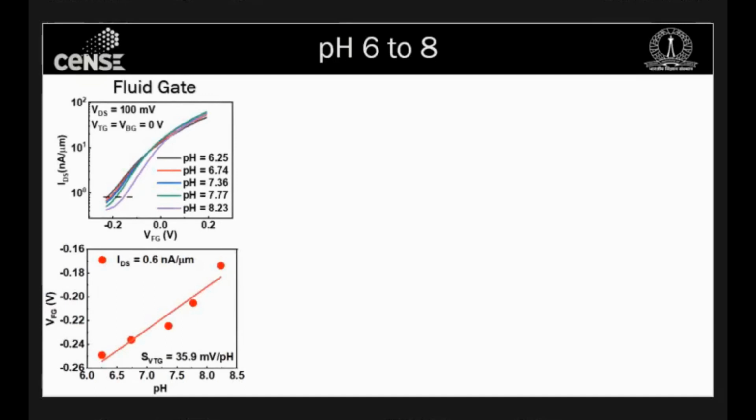We initially started with the fluid gate. So fluid gate is when we are measuring with the fluid gate, this is just like a single gated ISFET. So we don't expect very high sensitivity at this point. But you can see a clear right shifting characteristic with the fluid gate when we are keeping both the top gate as well as the back gate to 0, and for a wide range of pH from 6 to 8. And this clear right shift is visible here.